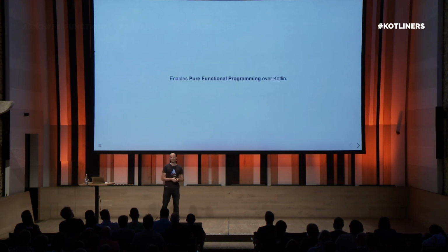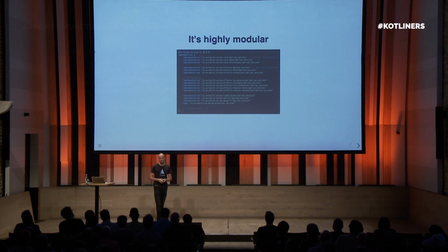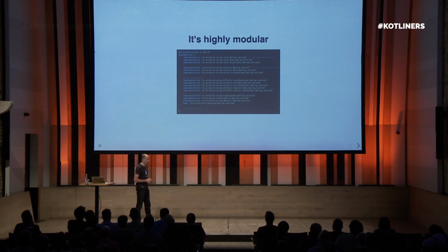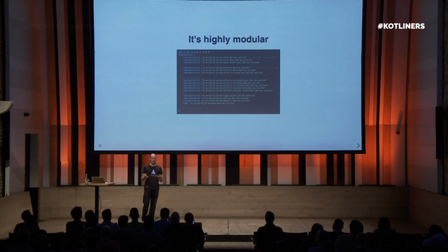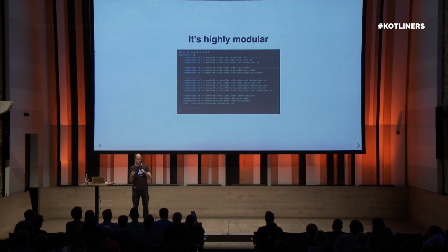So Arrow enables the functional paradigm over the language. It's highly modular. As you can see, it can sometimes be a complexity on top of the already existing learning curve for functional programming, because we are providing a lot of different artifacts, and we are actually aware of that. So we are trying to approach this in two different ways.